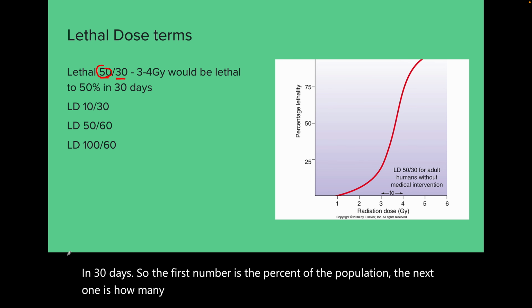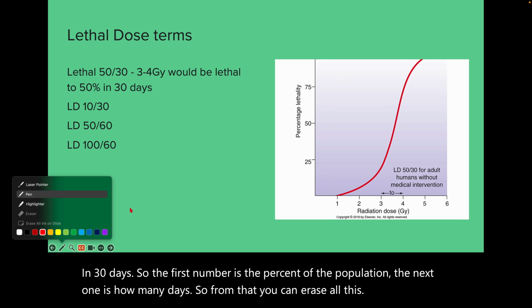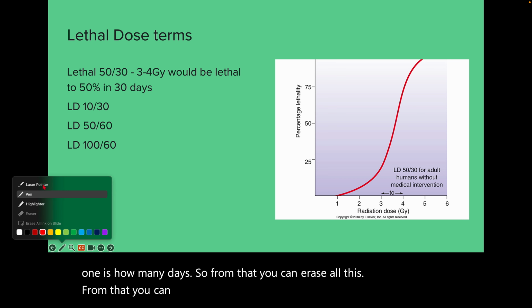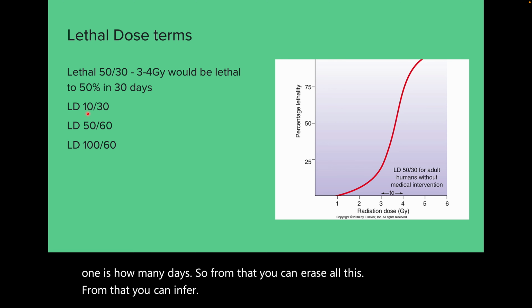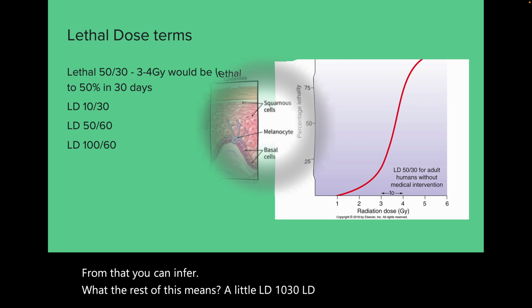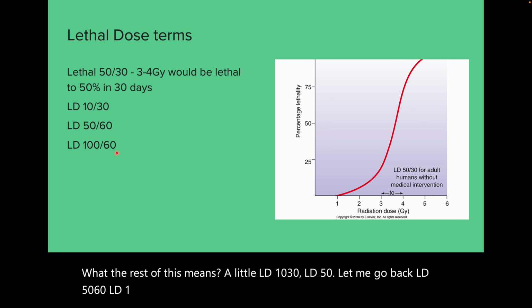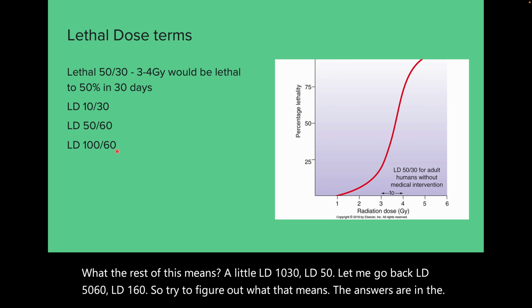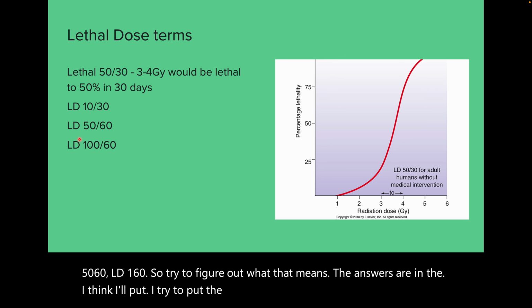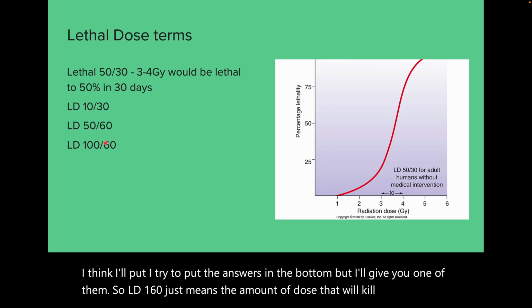So from that you can infer what the rest of these mean. So LD 10, 30, LD 50, 60, LD 100, 60. So try to figure out what that means. I'll try to put the answers at the bottom, but I'll give you one of them. So LD 100-60 just means the amount of dose that will kill everybody in 60 days, right?